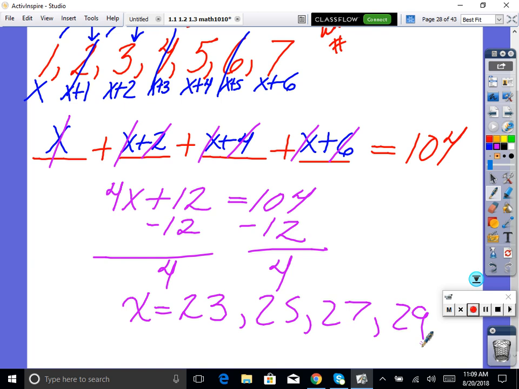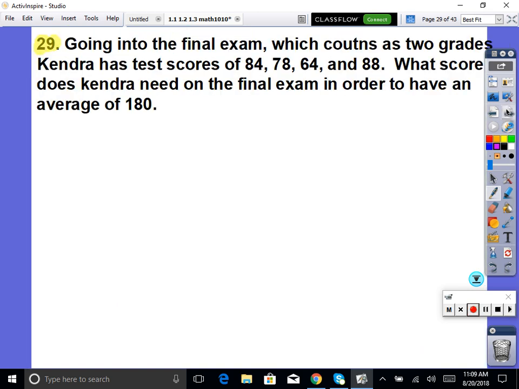Okay, moving on. This is my actually last example here. So we're doing good. Then you're going to have some in-class time to work. I just need to fix, this is number 29. It's actually average of 80. There we go.